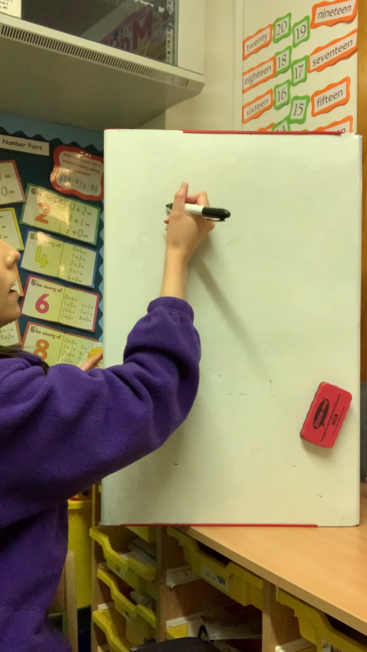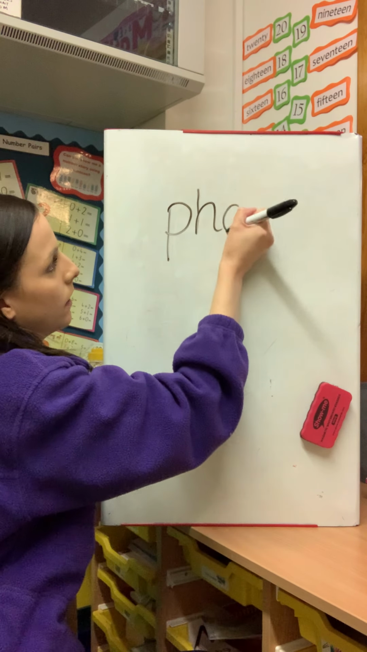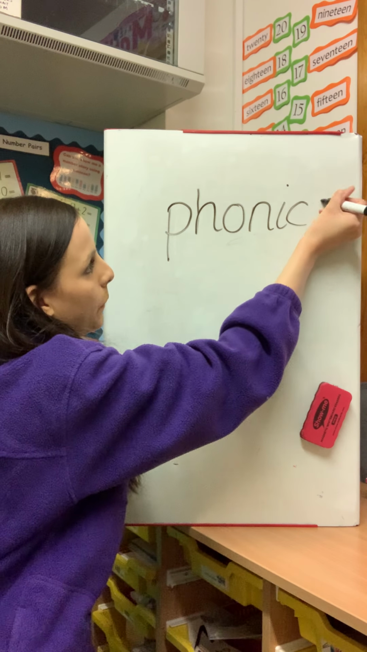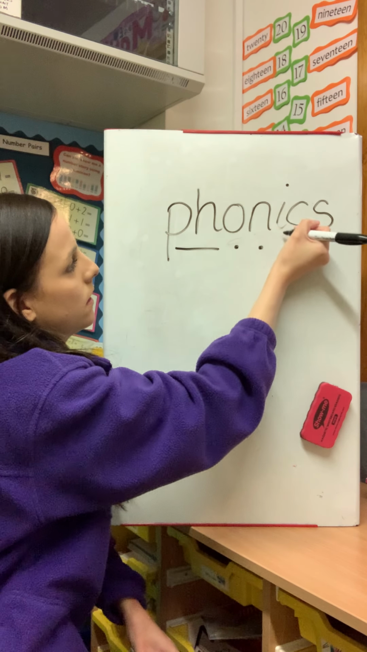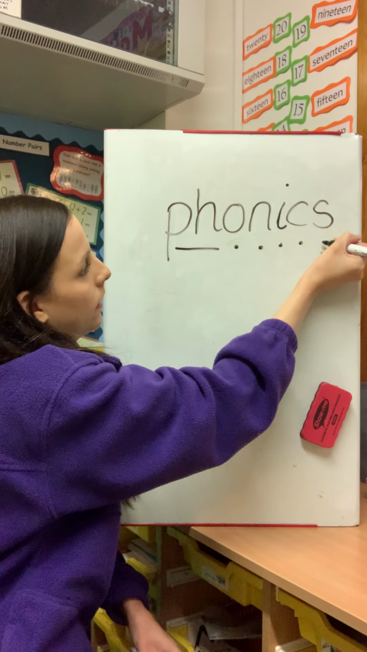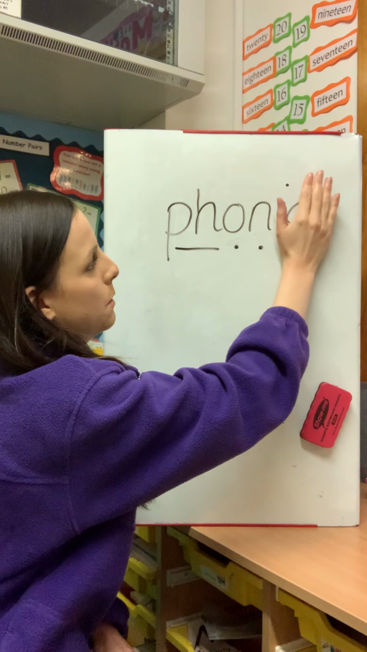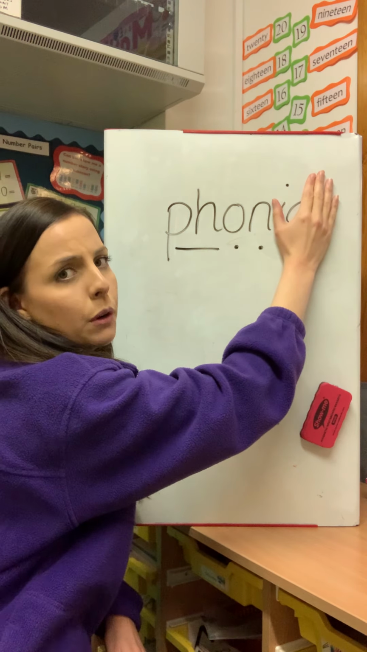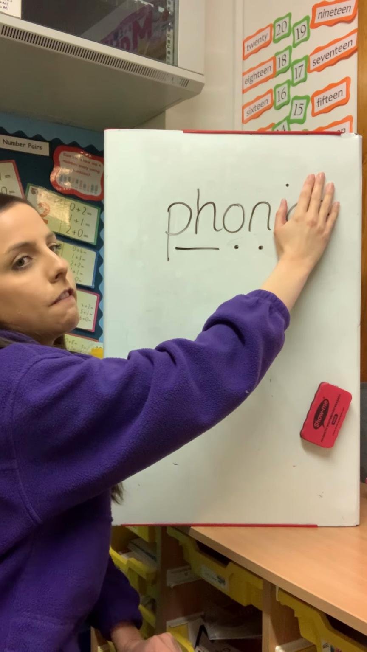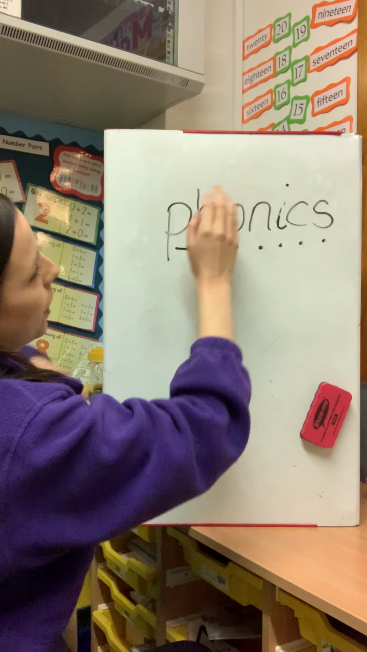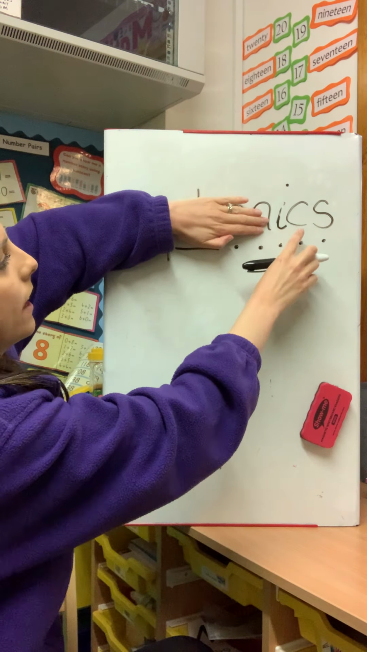Okay, next word, I'm going to write it on here. Now it's a slightly longer word, so I'm going to break it up. I'm going to do the sound buttons first. So the first bit I'm going to try and sound out is f-o-n, fon. So I know that bit's fon. The next bit, cover up this bit, ix, ix, ix. Okay, so I've got fon, ix, phonics.